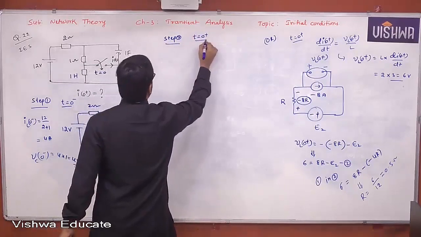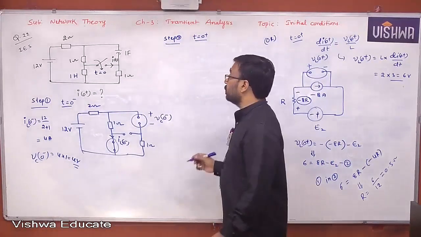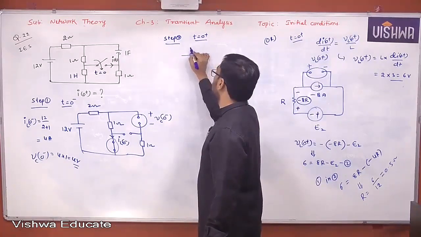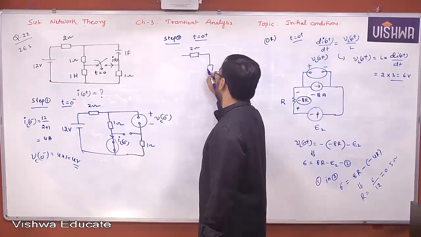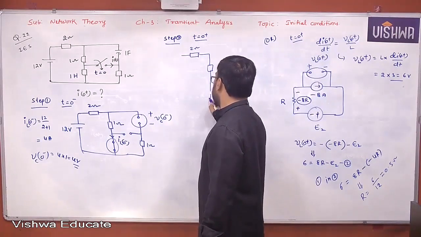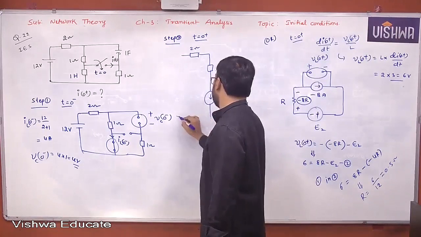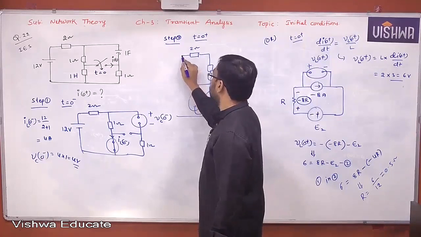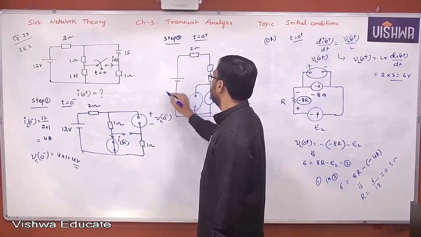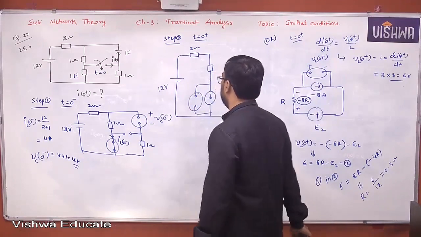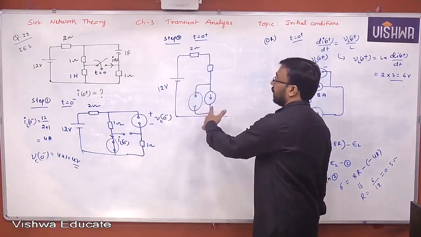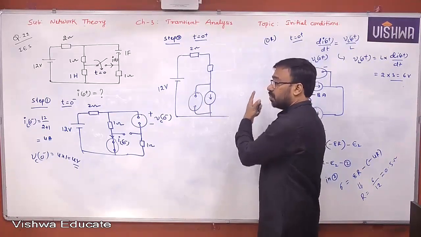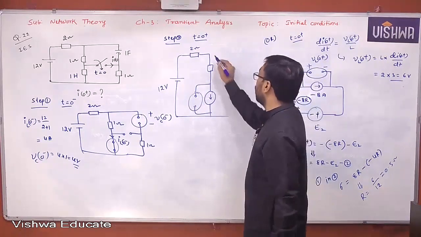Construct t equal to 0 plus equivalent. How does it look like? Network looks like this. Look at this, all of you. This is a 2 ohm resistor. This is 1 ohm resistor. The inductor is acting like a current source, it is replaced by it at t equal to 0 plus. Always practice only in this manner, I'm telling you. Current source with a parallel inductor model, voltage source with a series capacitor model. You remember that because there are special problems involved.